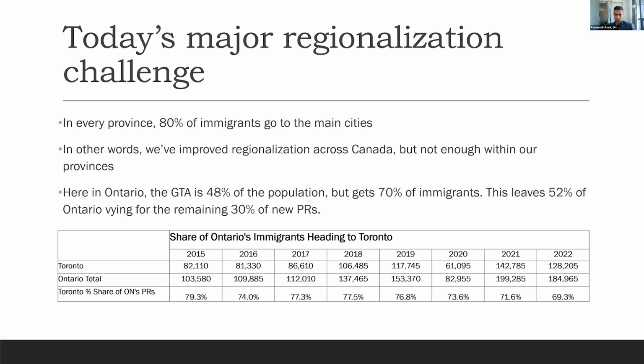At this juncture, what this means is that 50% of Ontario, including communities in Eastern Ontario, are vying for just 30% of newcomers in this province. This is a significant imbalance, and one that we aren't going to be able to afford moving forward.